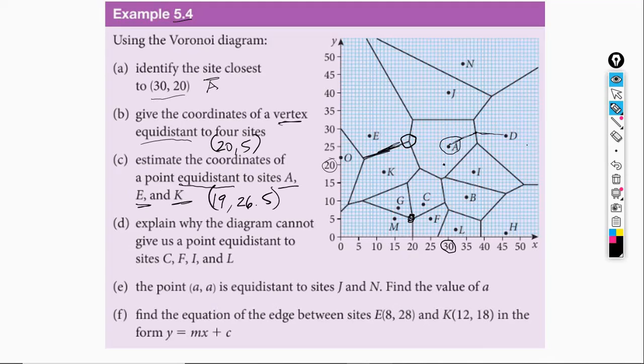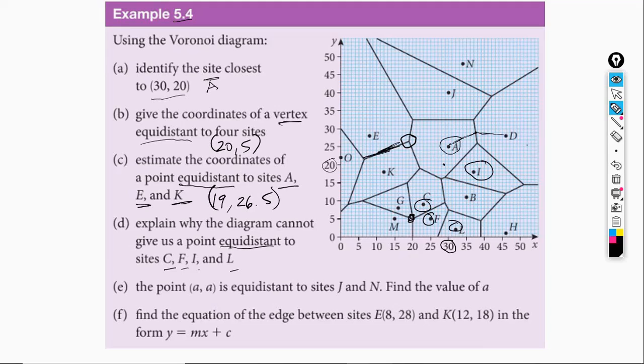Okay, part D, explain why the diagram cannot give us a point equidistant to sites C, F, I, and L. So let's look for C, F, I. Now I is far away. I and L. So that's the reason, right? It's out of range, so to speak. So I does not share any edges with the other cells.